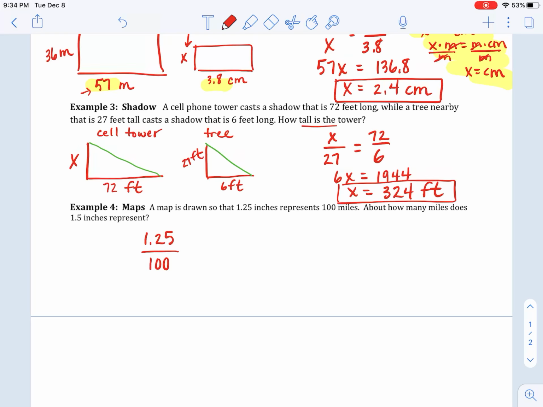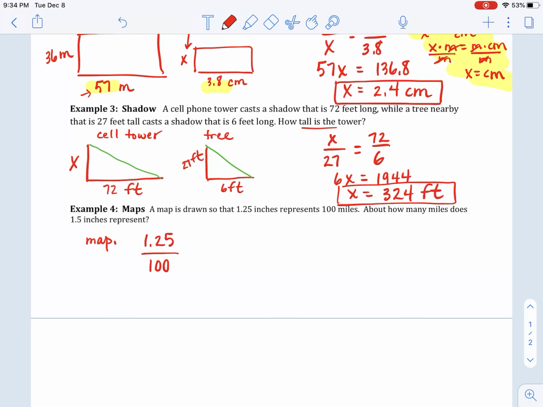So what I did was inches over miles, right? Think of it as the map over the actual mileage. On the other side, let's do that same thing. It says about how many miles does 1.5 inches represent? Well, 1.5 again is on the map, so the 1.5 belongs on the top. And how many actual miles does that represent? That means the x would be on the bottom. If we cross multiply, we'll get 1.25x equals 150. If we divide by 1.25, our x will be 120.